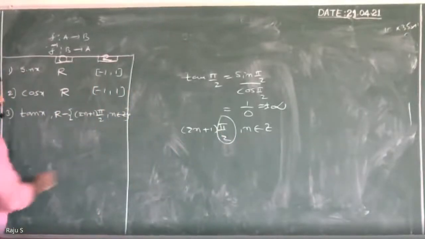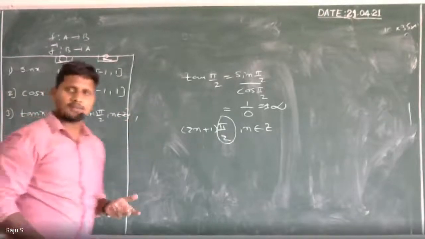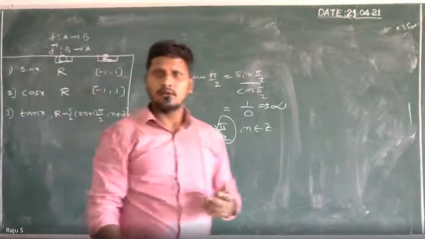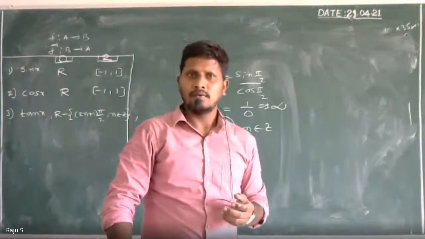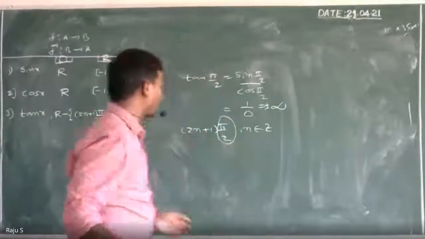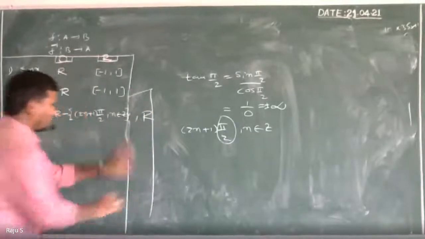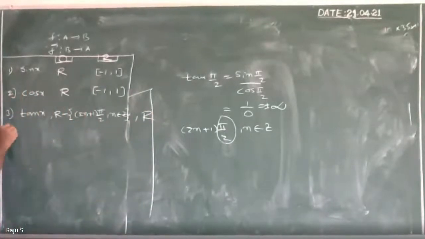Now what is the range? Anyone? Minus infinity to plus infinity. Nothing but what? Real numbers. Am I right? R. Yes. So in the same way, what about the fourth one?